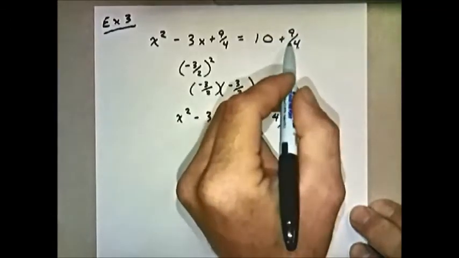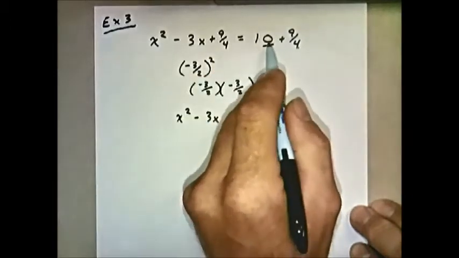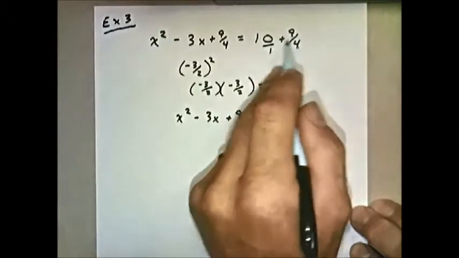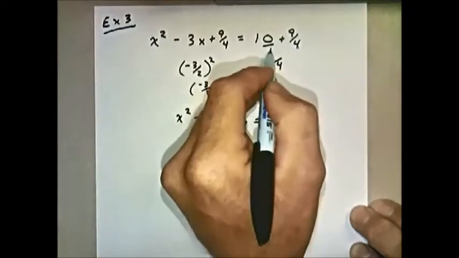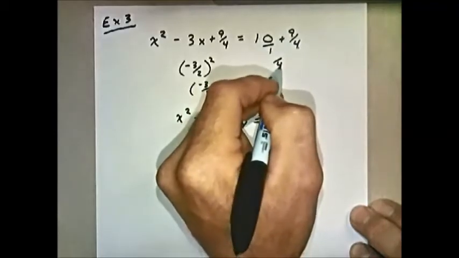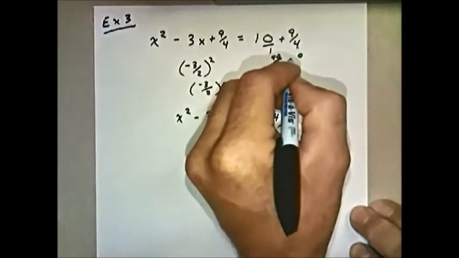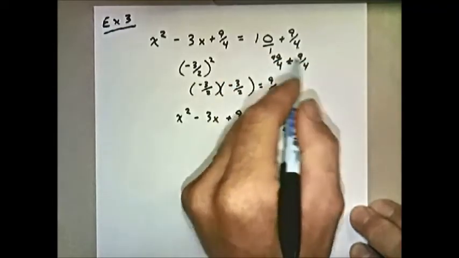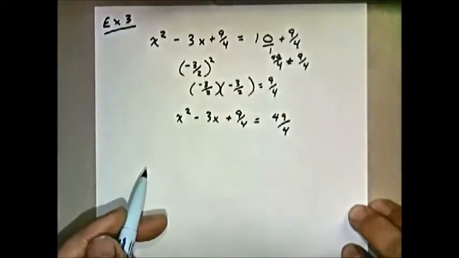49/4. The way we did that, we can write 10 over 1. To add fractions, we need a common denominator. The common denominator between 1 and 4 is 4. So what do you multiply 1 by to get 4? 4. So you multiply 10 by 4, and you get 40 plus 9/4. And 40/4 plus 9/4, we add the numerators, leaving the denominator the same.